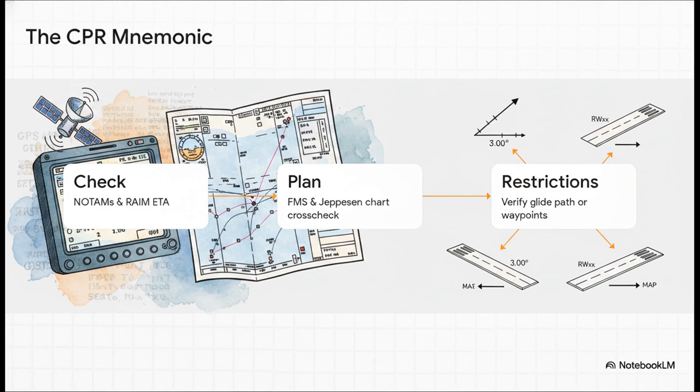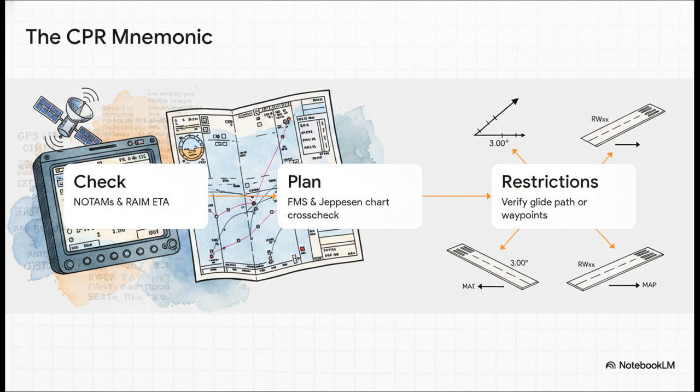First up, we check. You've got to verify those NOTAMs for any GPS outages and check your RAM prediction in the FMS flight plan page by feeding in your destination ETA. Second, we plan. You have to verify the approach is actually available and recalled from the FMS database. And crucially, you've got to cross-check it with your Jeppesen chart.